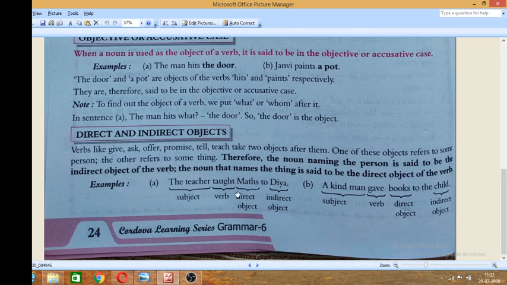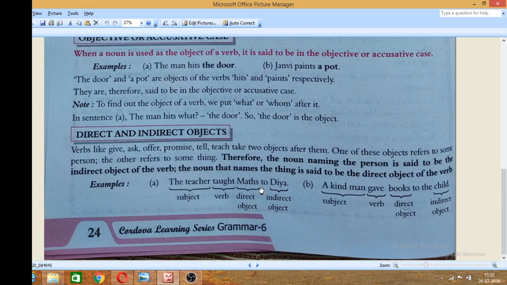How will we understand that maths is the direct object and Dia is the indirect object? There is a rule. We have to take the verb and ask it with what and whom. The teacher taught what? Taught maths. The answer is maths, so maths is the direct object. The teacher taught maths to whom? Ask with what and whom. If you get both the answers, then there are two objects. By asking the verb what, the answer you get is the direct object. By asking the verb whom, the answer you get is the indirect object.